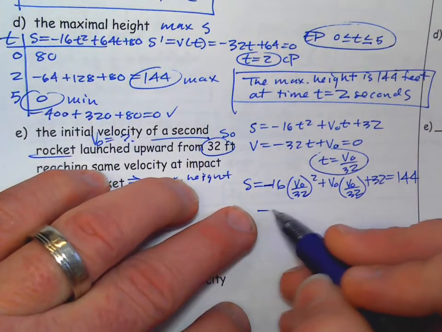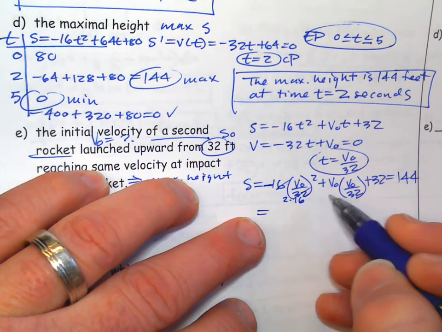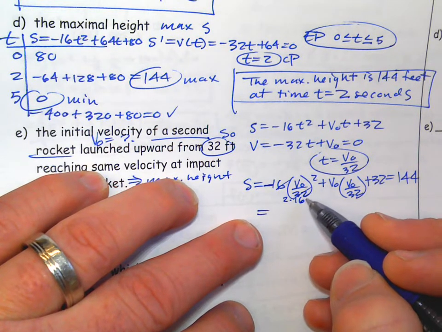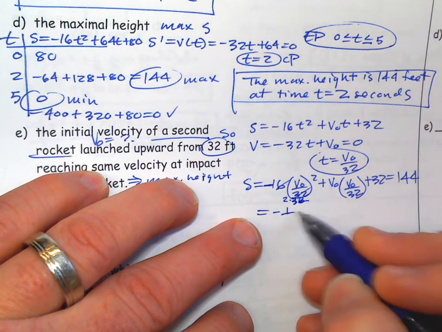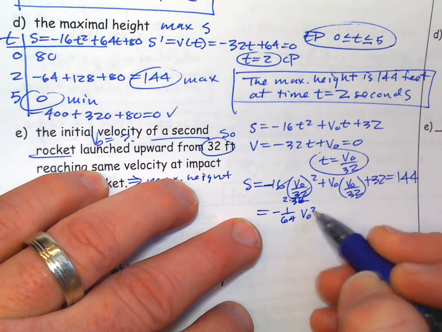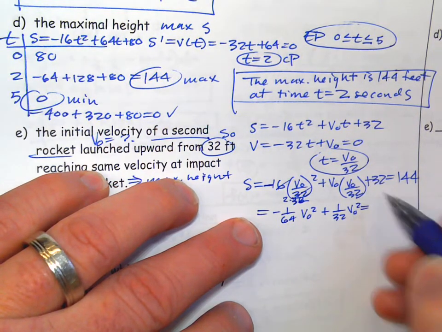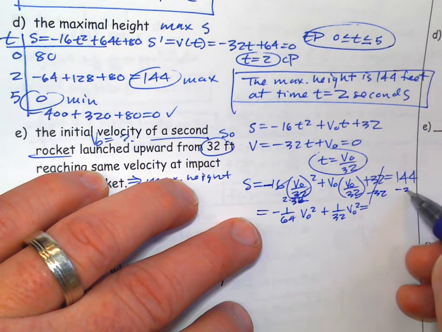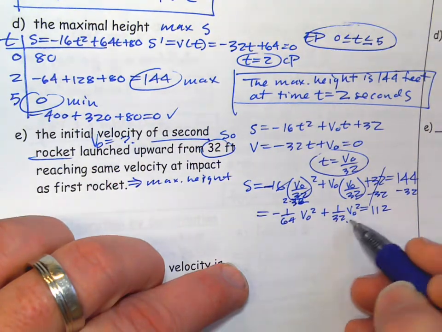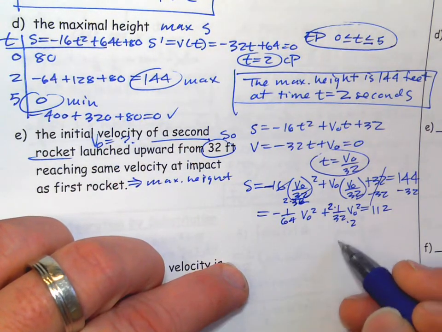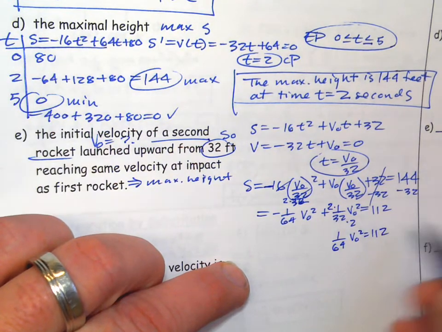So if we do that, this is going to cancel with one of these, but then there's still another. So we get a 2, and then there's another 32. So it's going to be negative 1 over 64 v naught squared plus 1 over 32 v naught squared. Now let's subtract this 32 to the other side. 112. So least common denominator would be 2. So it's going to be positive 1 over 64 v naught squared equals 112.